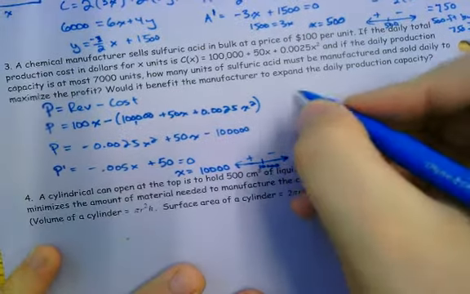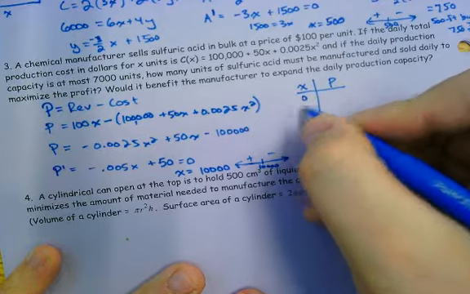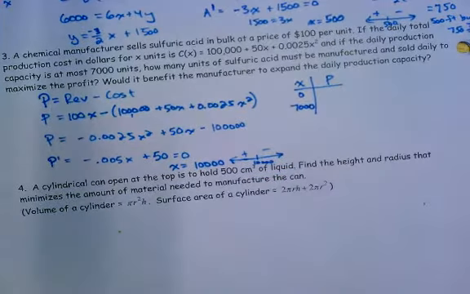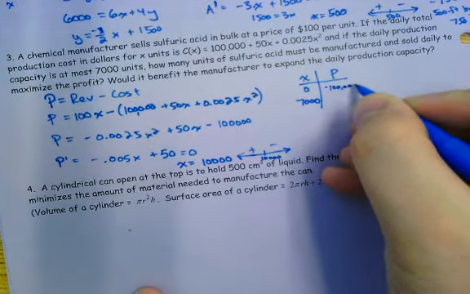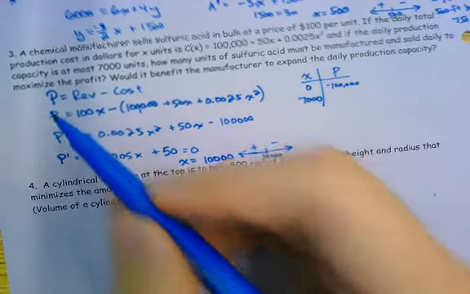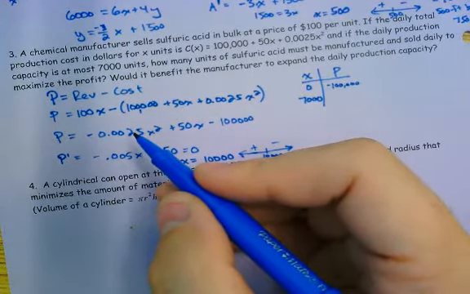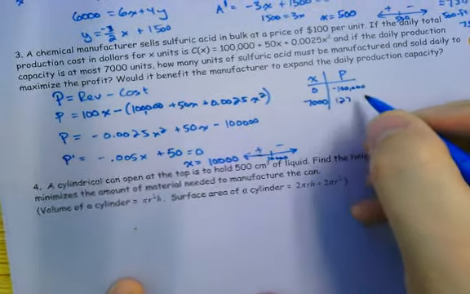Okay? So if I do my little chart right here, I have 0 and 7,000, just like I would when I do any type of absolute extrema. I plug in a 0, and I'm going to get negative $100,000. That's not good. That's pretty bad. I'm plugging it back in here for profit. If I plug in a 7,000, can we pretend that I'm going to plug it in? I actually have the answer in front of me.